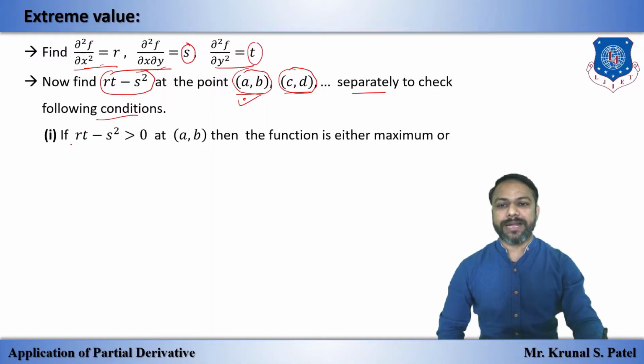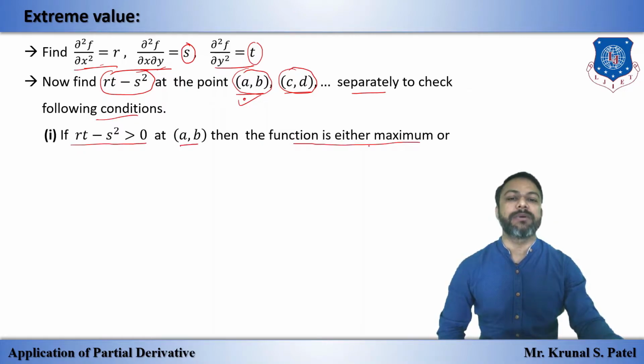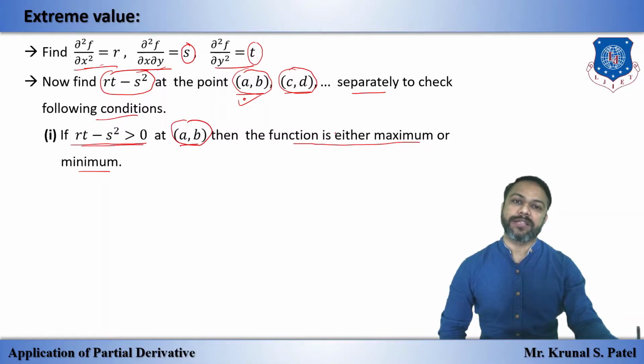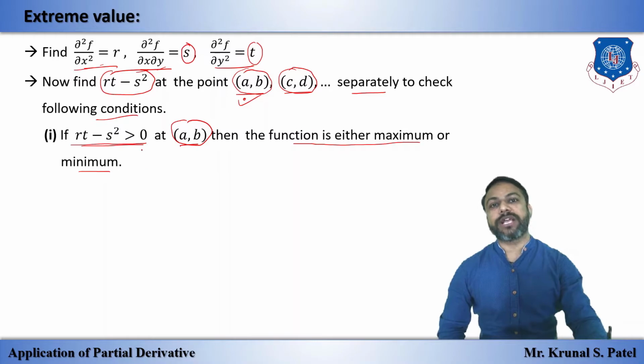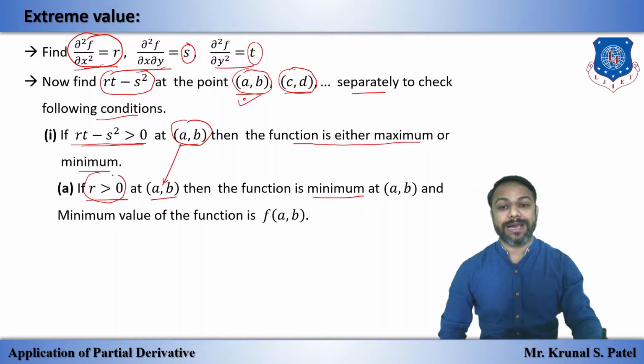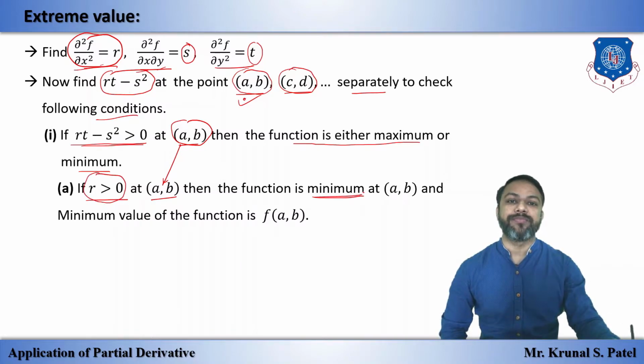Number 1: if rt minus s square is greater than 0 at (a, b), then the function is either maximum or minimum. Okay, so at the given point, if rt minus s square is greater than 0, then the function is either maximum or minimum. Then we have to check only r. If r is greater than 0 at the same point (a, b), then the function is minimum. Pay more attention to this: if r is greater than 0, then the function is minimum at point (a, b), because we are taking only the (a, b) point right now.